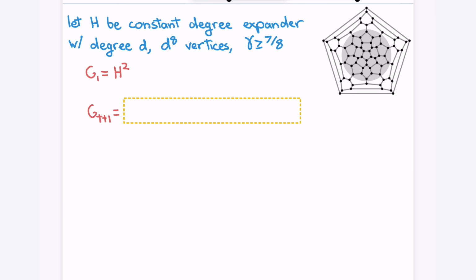So you start with H squared. Anyone want to guess what G2 looks like, what you do? So maybe you'd power it. You maybe take a zigzag product to fix some degree. You need one more thing though. It's kind of hard to guess.